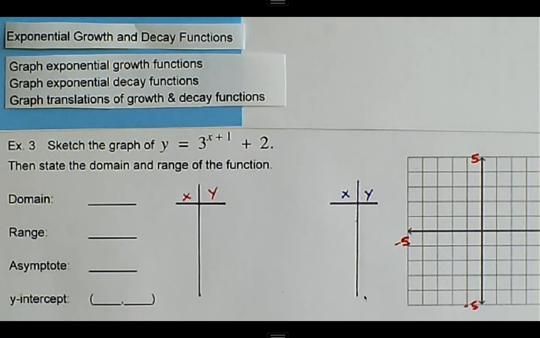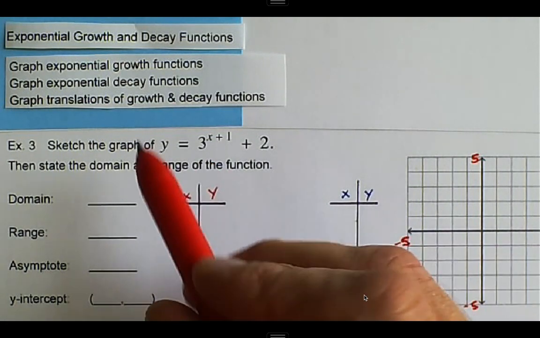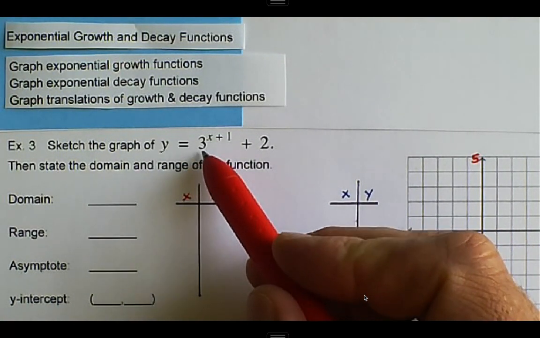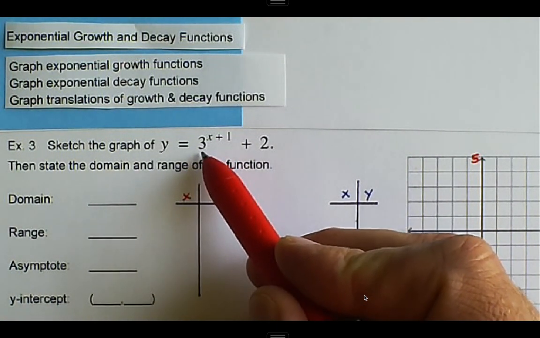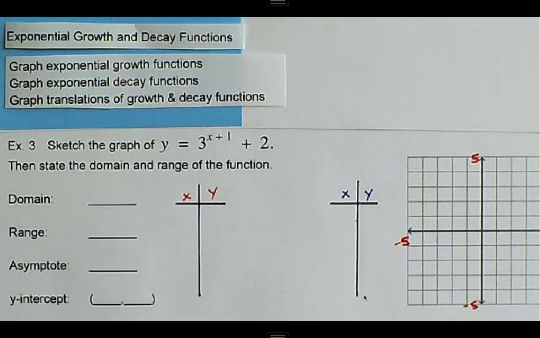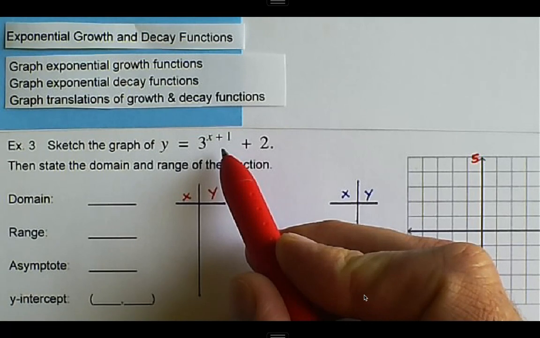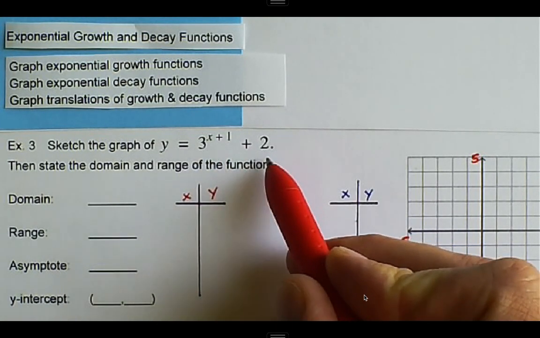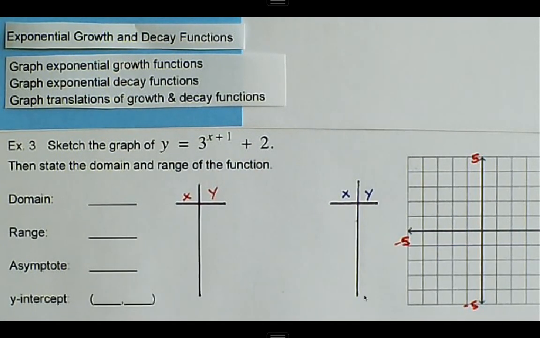We're talking about exponential growth and exponential decay functions. And here we have another exponential growth because the 3 here, our base, is greater than 1. And that's the part that's raised to the x power. Now we do have a translation in the x direction, and we do have a translation in the y direction. So we kind of got to treat this in like two parts.